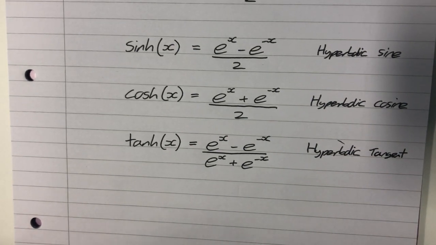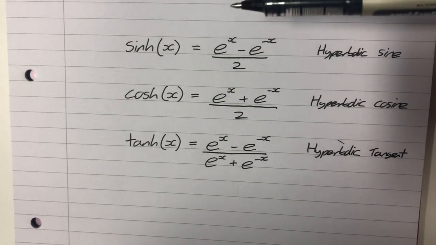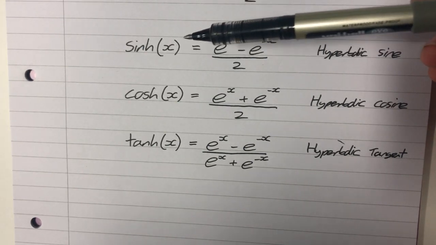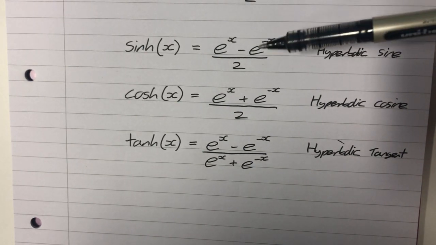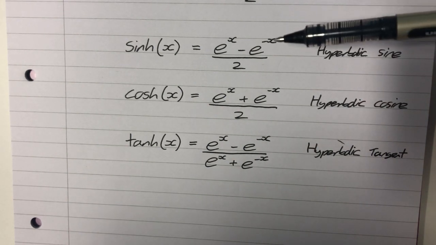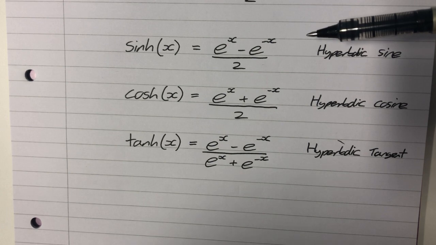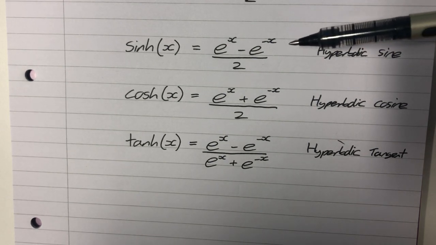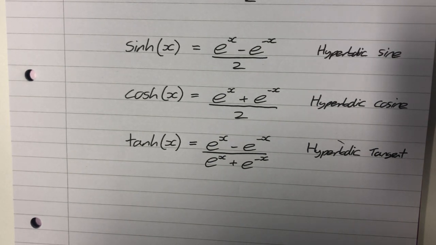Okay. There are the reciprocals. You have sech, cosech, and coth, but I won't go into those. It's just the reciprocals of these three. And we'll have a look at the graphs, we'll have a look at some identities of them, and we'll look at solving equations involving them in future videos.